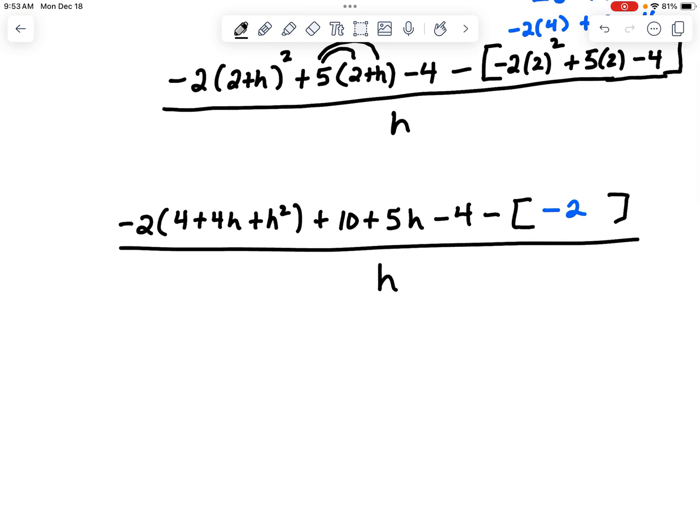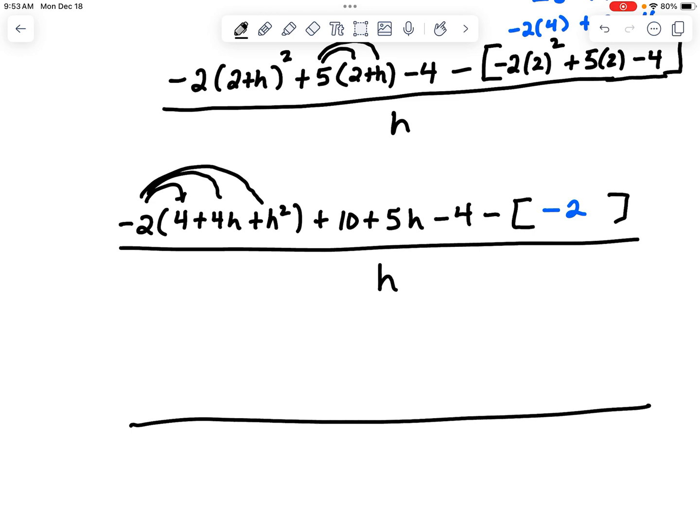And now we just need a couple more steps to simplify. So one is distribute this negative 2. And again, the fraction bar, so it's going to start with negative 2 times 4 is negative 8, then negative 8h, and then negative 2h squared. And as far as the numbers, after that there's a 10 minus 4, so that would be 6.